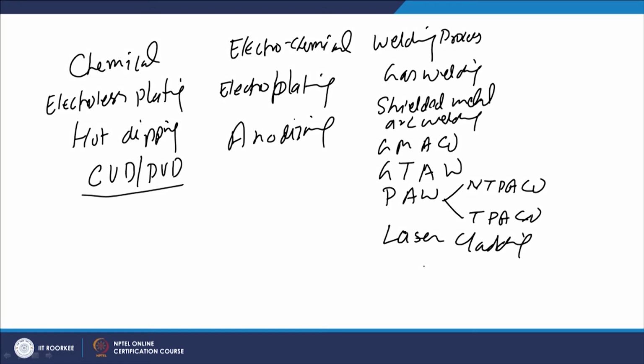Then we have the third group of processes, which is known as thermal spraying.